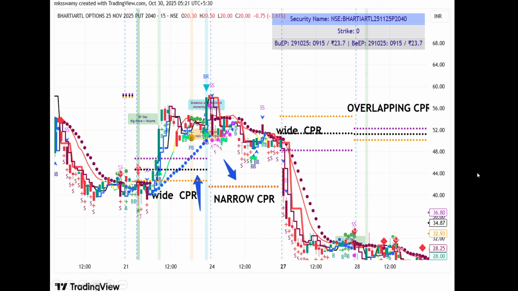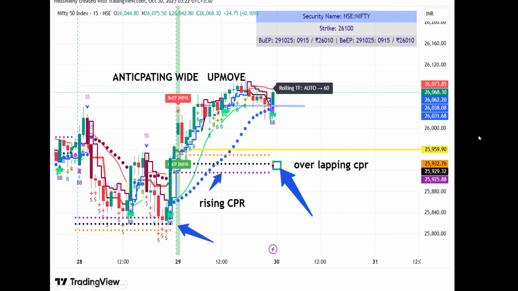That's how it is. Combining CPR with rolling pivot and EP, episodic pivot, it adds energy, I can say spice, to your trade. You are not going to make a mistake even if you want to. That is the beauty.